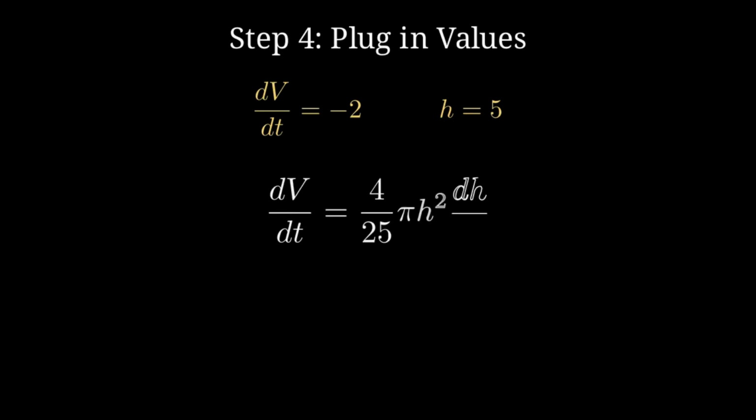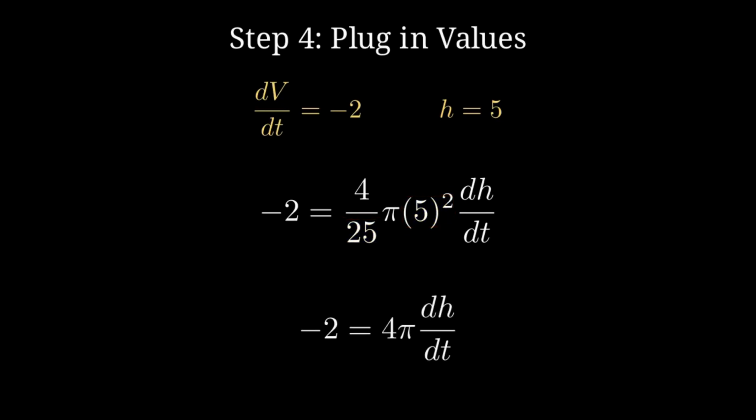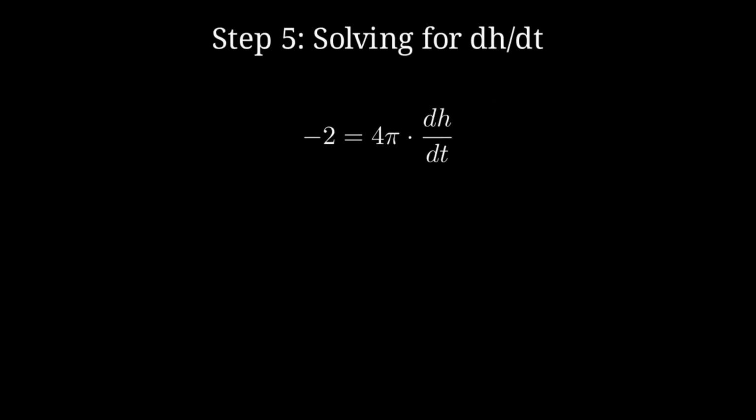Now we plug in our known values. Since the water is draining, dV over dt is -2. We are interested in the moment when h equals 5. Notice how the math simplifies beautifully. 5 squared is 25, which cancels out the denominator in our fraction, leaving us with a very manageable equation to solve. Finally, we isolate dh over dt.